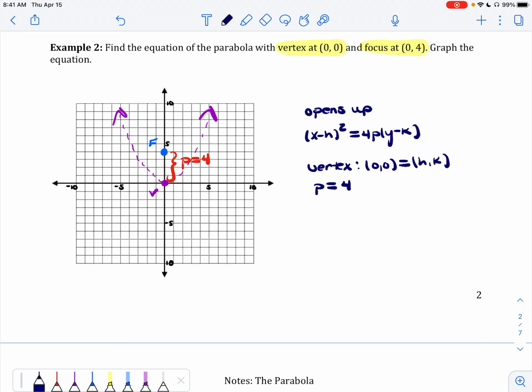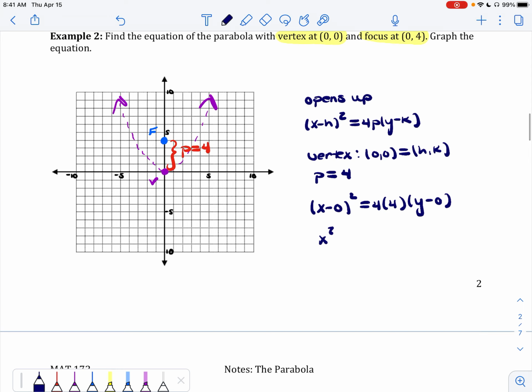All right, so then just plug everything in. So we're going to have x minus 0 quantity squared is equal to 4 times 4 times the quantity y minus 0. Or if we simplify this, x squared is equal to 16y. So that is the equation of our parabola.